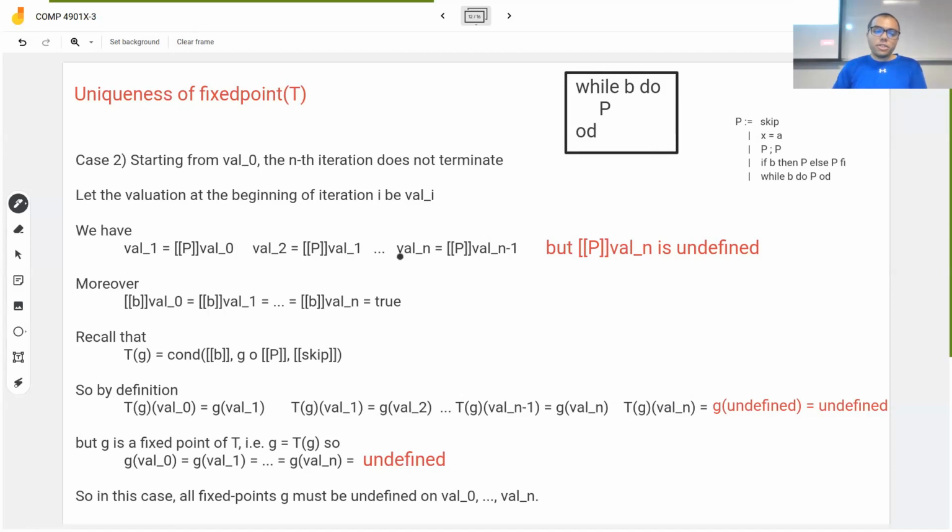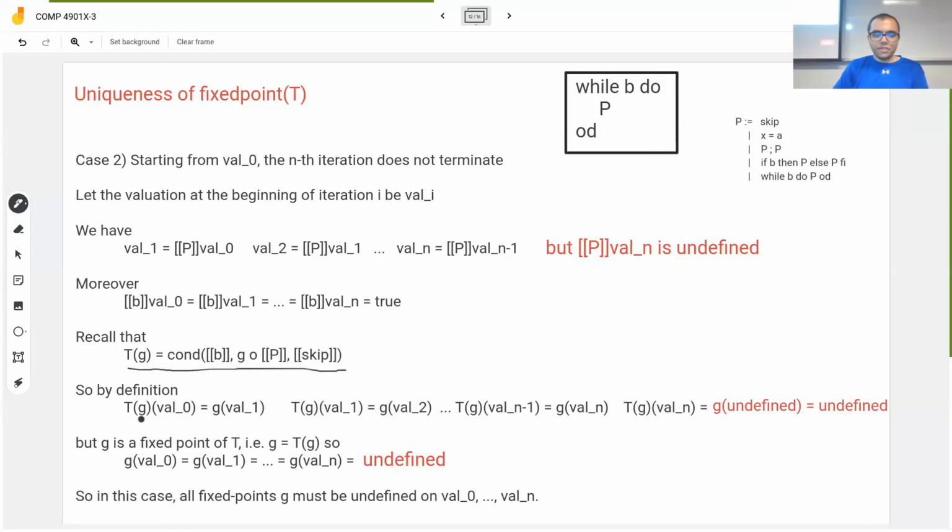Moreover, I can also check what happened here when I was going through this while loop every time. Right, so I was always satisfying the condition B because I was always going to the next iteration. So B of val 0, B of val 1, B of val n, they were all true. Now, again, I do the same thing. I just write T of G. And T of G is, again, this definition that we had here.